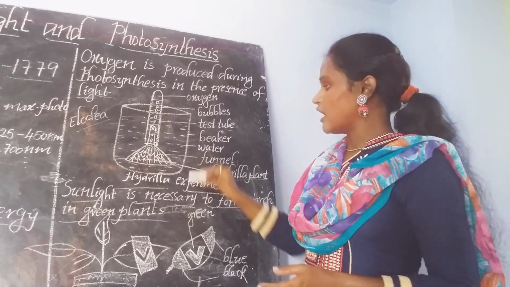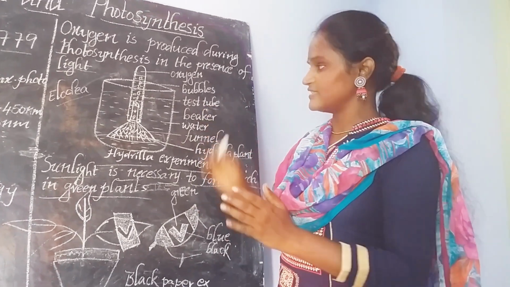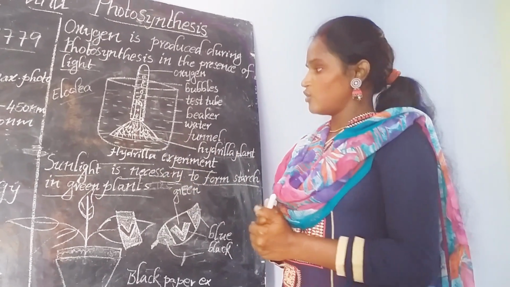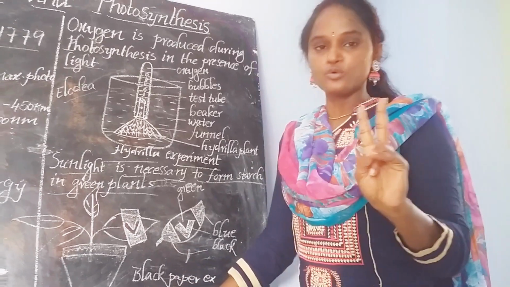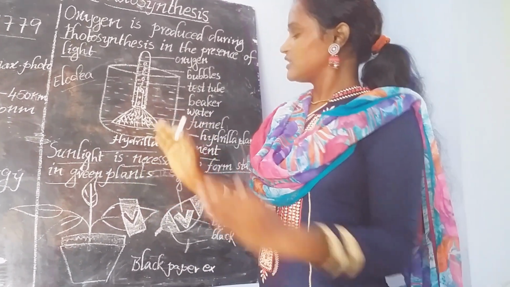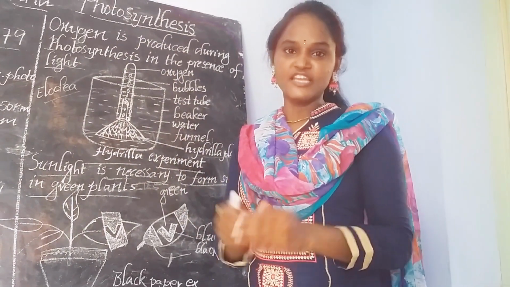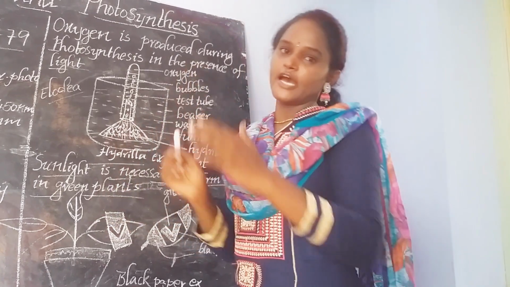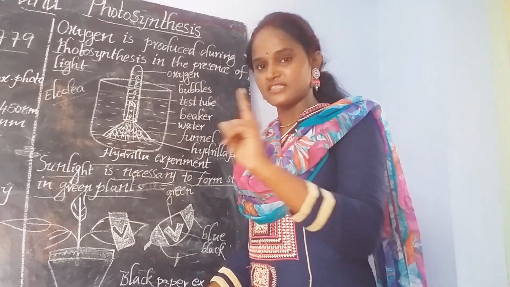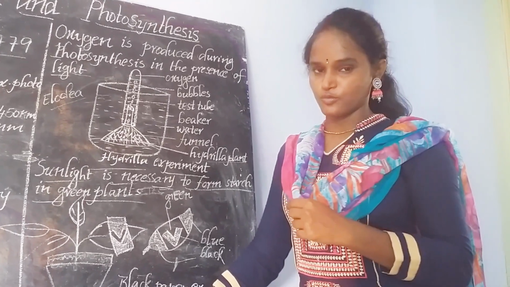Like the setup arranged here, we have to arrange all the necessary things in this manner. Now prepare 2 sets of apparatus and keep one apparatus in the sunlight, another apparatus in a dark room.